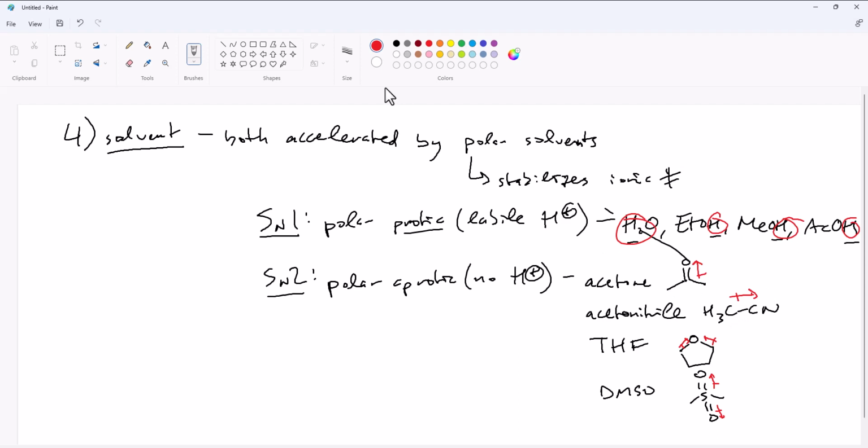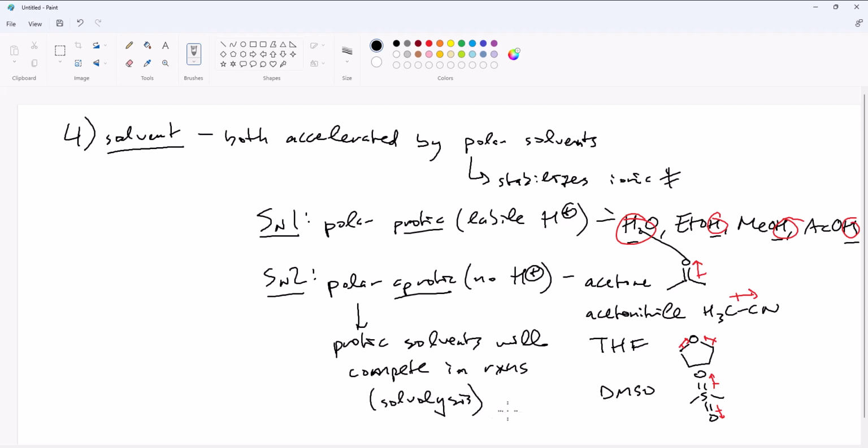And the reason that SN2 reactions favor polar aprotic as opposed to polar protic is because protic solvents will actually compete with the nucleophiles that you're trying to do the substitution with, and they'll actually do solvolysis reactions. So we don't want a solvolysis reaction to occur, which can occur when we have these polar protic solvents. So we avoid them by having a polar aprotic solvent.